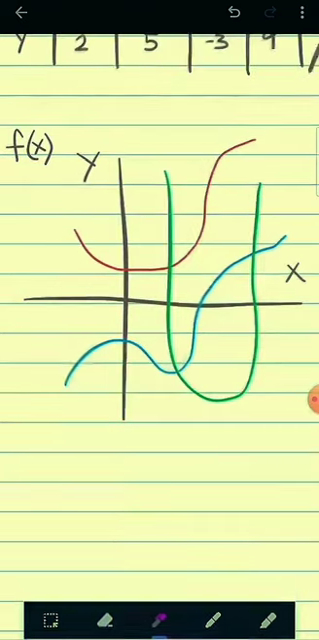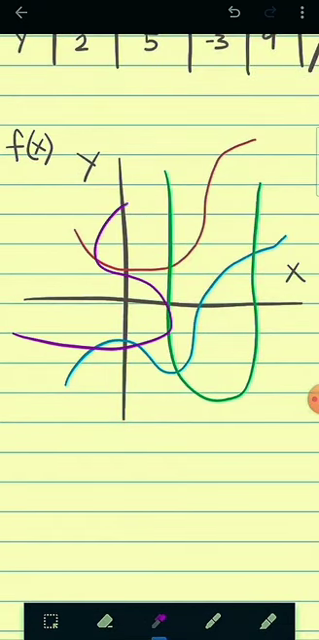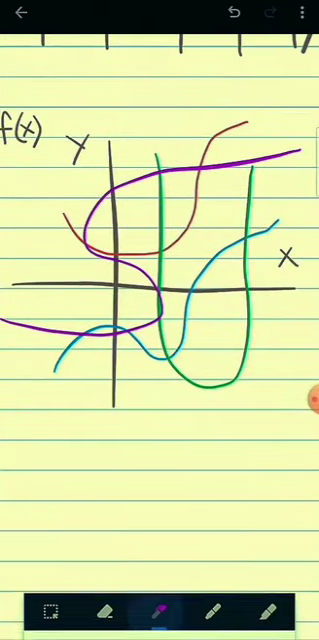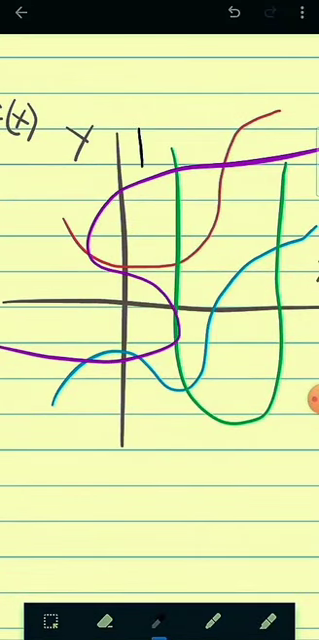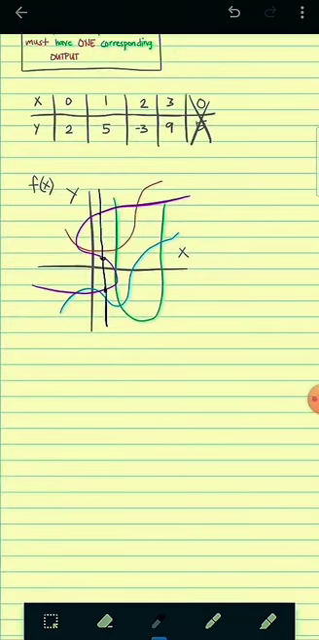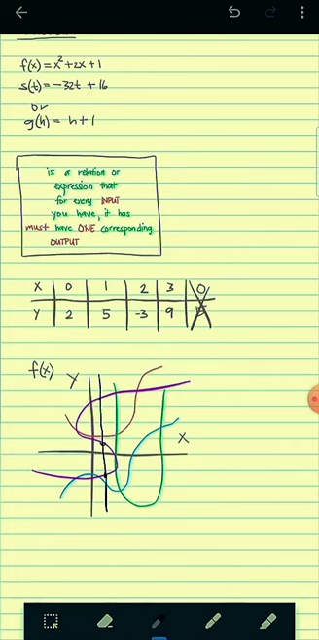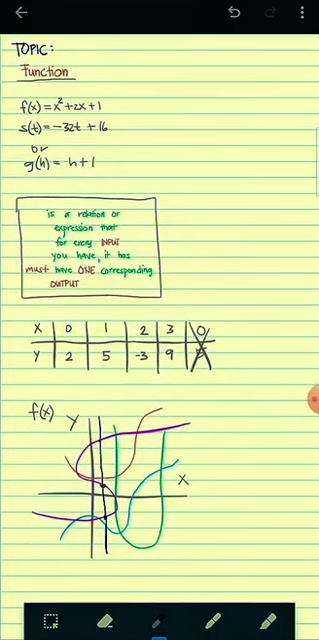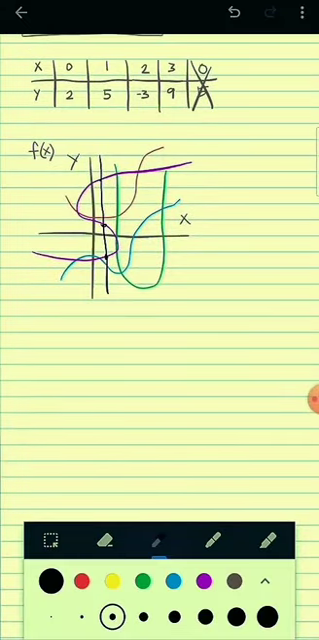But here is no longer a function because it touches the vertical line at this point: 1, 2, and 3. So that's how you check whether a function is a function or not through its graph. So that's function and not a function. Now take a look at this.